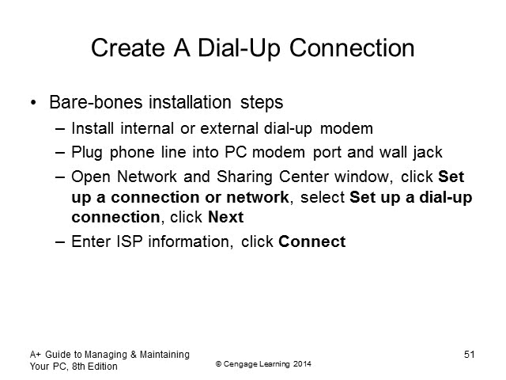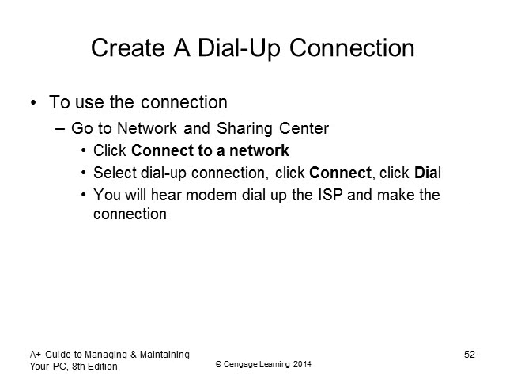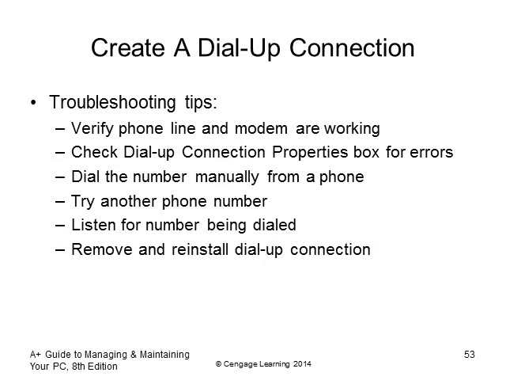Open your Network and Sharing Center window. You're going to choose Set up a connection or network, and then you're going to select Set up a dial-up connection and then choose Next. And then you're going to enter the information that is necessary for your ISP, internet service provider. Here they're telling you how to use the connection.